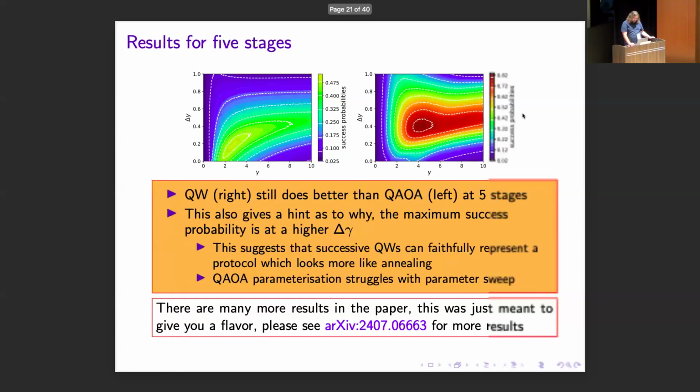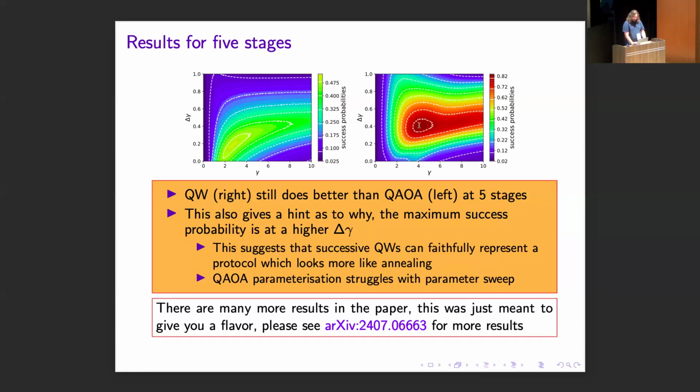So if we look at the results, gamma versus delta gamma, on the right, we have quantum walk. On the left, we have the QAOA protocol. And again, we see the same kind of result. And this is again for a single spin glass instance. We see high success probability, much higher success probability than QAOA with the quantum walk. We can get up to around 80%, whereas we only get around 50% for the QAOA protocol.